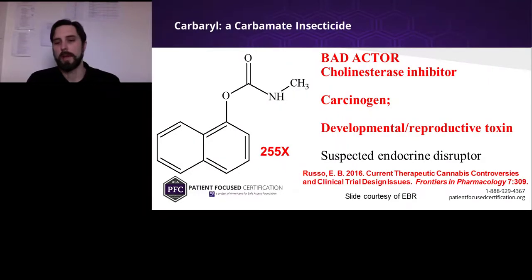One of the really bad actors that was found in one sample was a cholinesterase inhibitor, a carcinogen, and potentially a reproductive toxin. This is a carbamate insecticide. In one sample, it was found to be 255 times above the allowable limit for any product, whether it be even a t-shirt or a fiber. It was found highly concentrated in one sample.